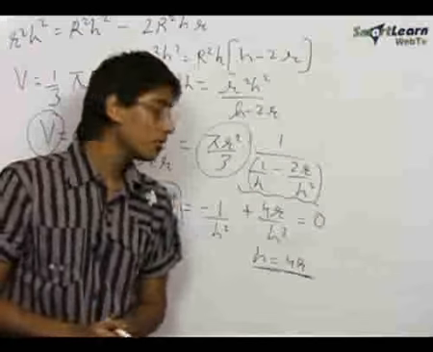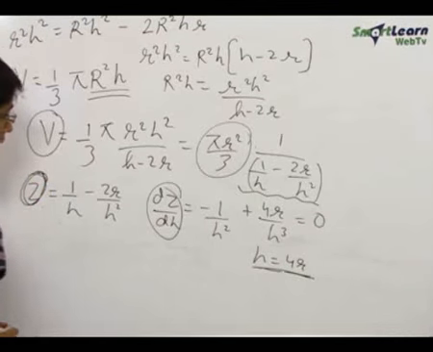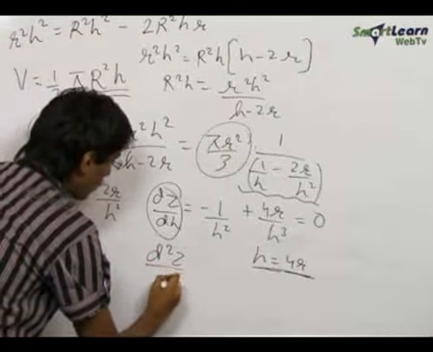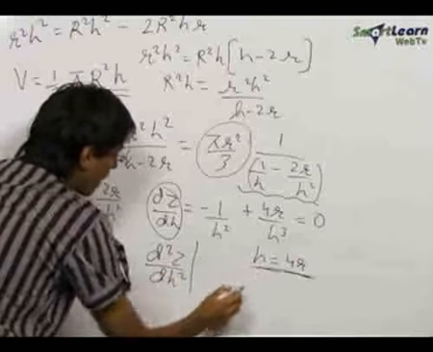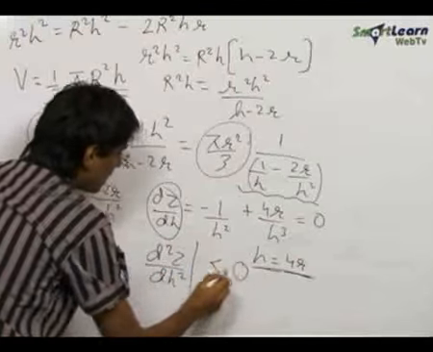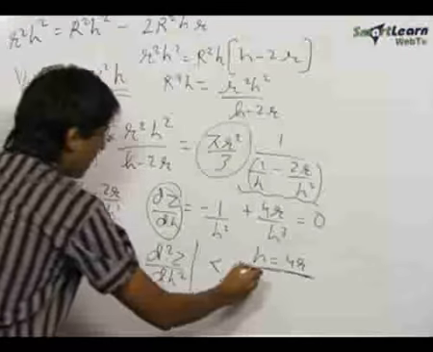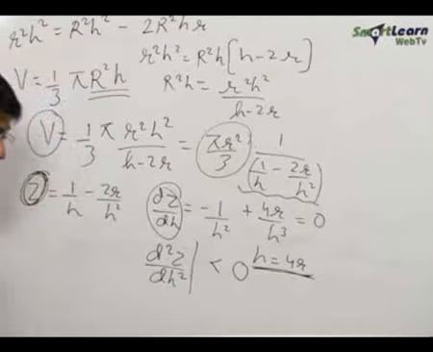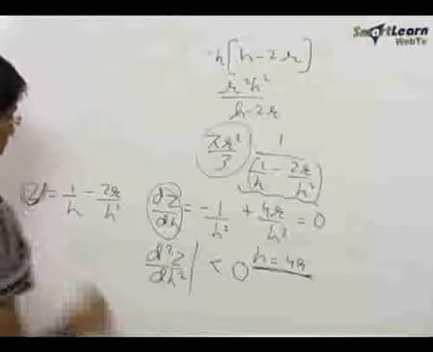finding out d2z by dh square, which is the second order derivative of z with respect to h, and d2z by dh square at this value of h will definitely come out less than 0. That proves that z is maximized at this value of h. Hence we have obtained h to be equal to 4r.